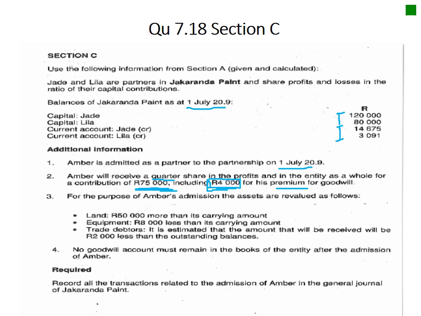For the purposes of Amber's admission, the assets are revalued as follows. There is a 50,000 increase in the value of land, 8,000 less for the value of equipment, and for debtors, it's estimated the amount that will be received will be 2,000 less than the outstanding balances. So we need to create an allowance for credit losses on debtors. They tell us no goodwill account must remain in the books of the entity after the admission of Amber. So after the admission of Amber, we are going to reverse the goodwill that's created before the admission of Amber.